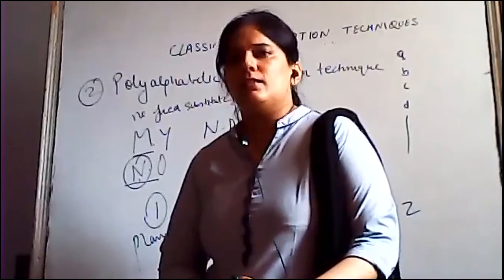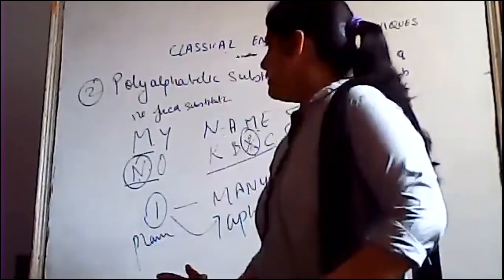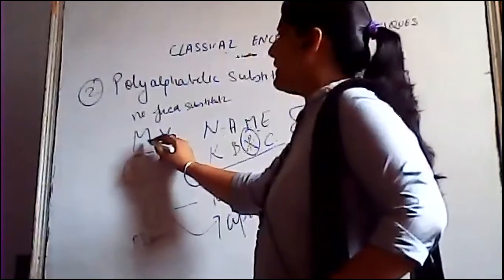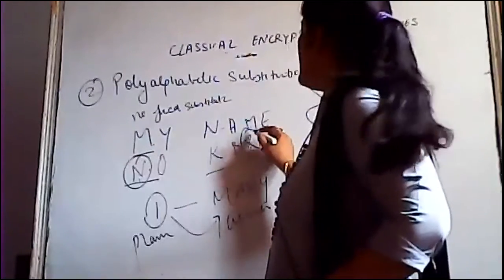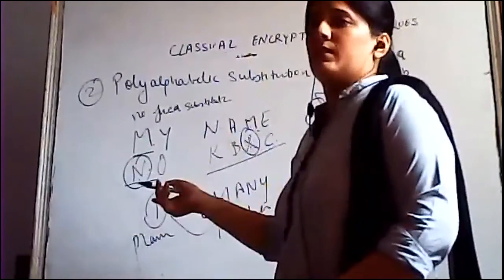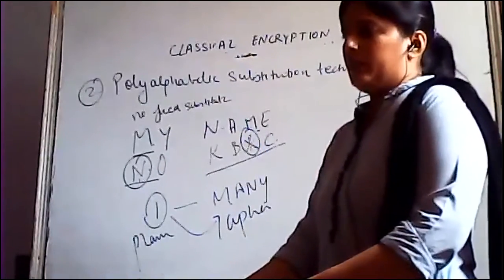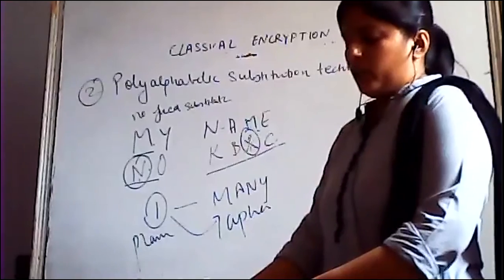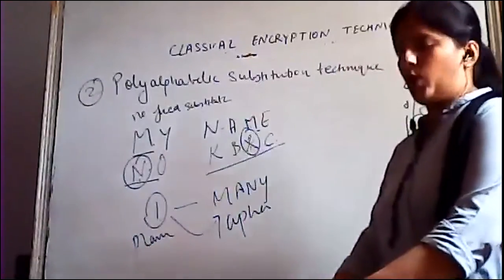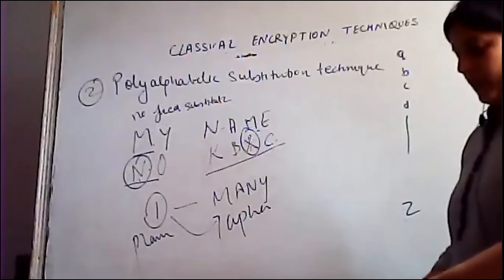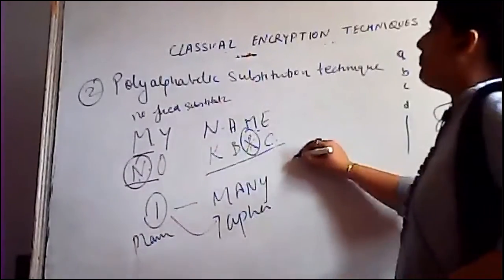Is it fine? So here you were representing m with n. Again you can represent that m with some other letter. That is the functioning of polyalphabetic. So we have a relationship that is one to many. So this is the technique of polyalphabetic substitution.